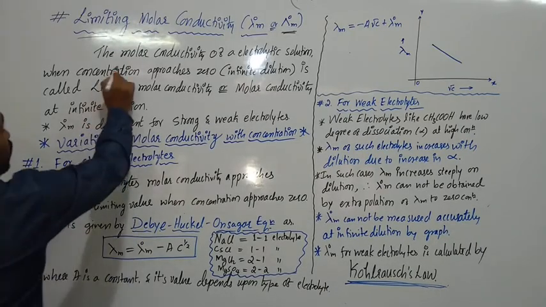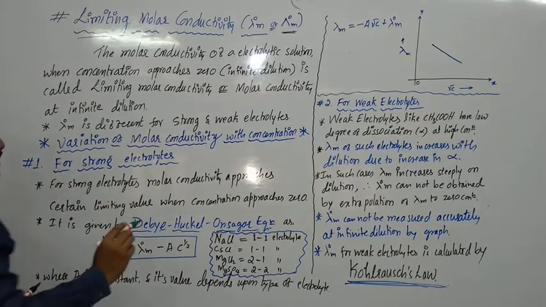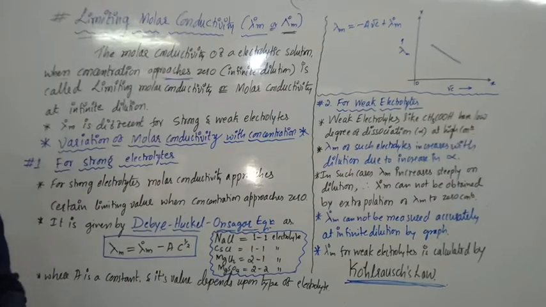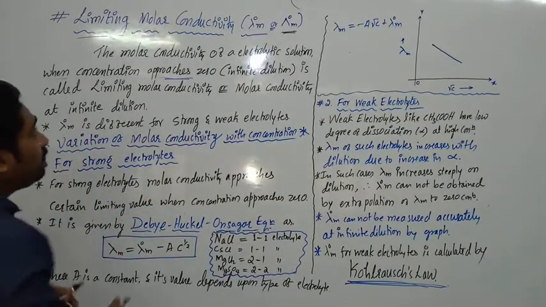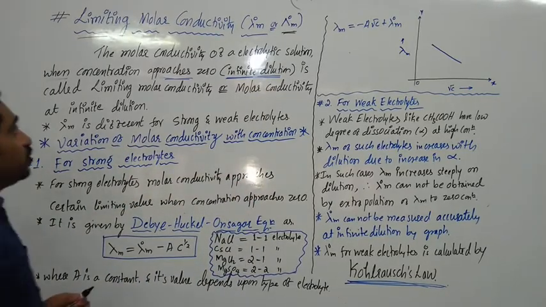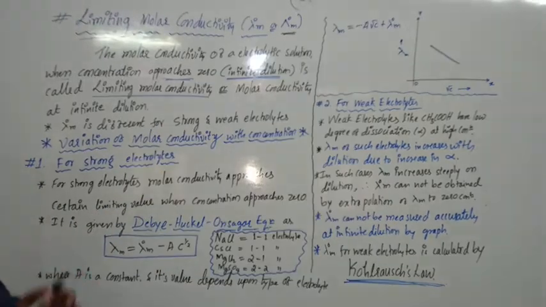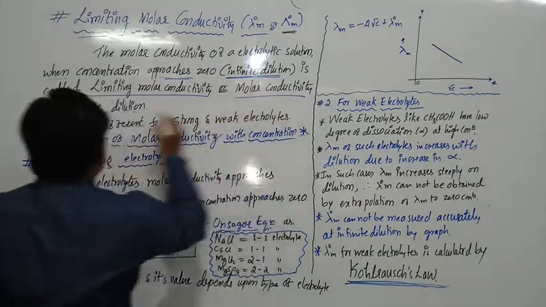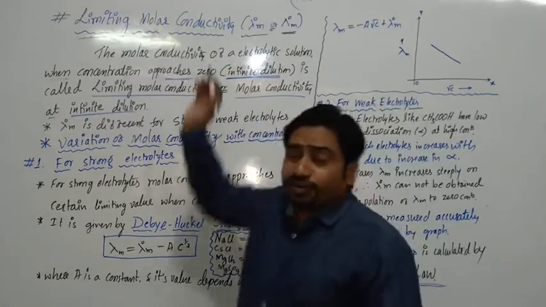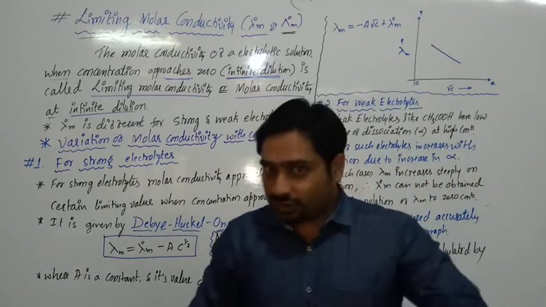The molar conductivity of an electrolytic solution when the concentration of the electrolyte approaches zero, which is also known as infinite dilution, is called limiting molar conductivity, or molar conductivity at infinite dilution. What do you mean by molar conductivity? Molar conductivity is the conductivity of 1 mole of electrolyte.